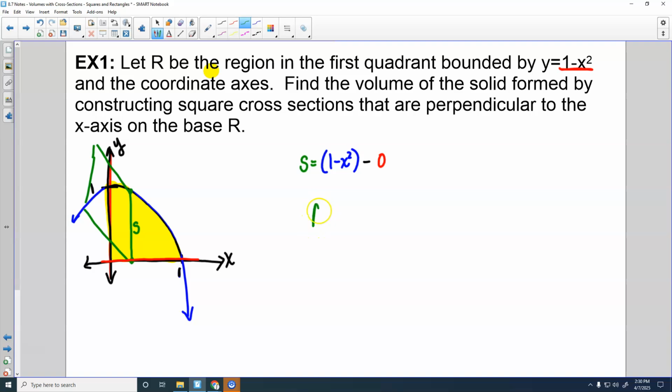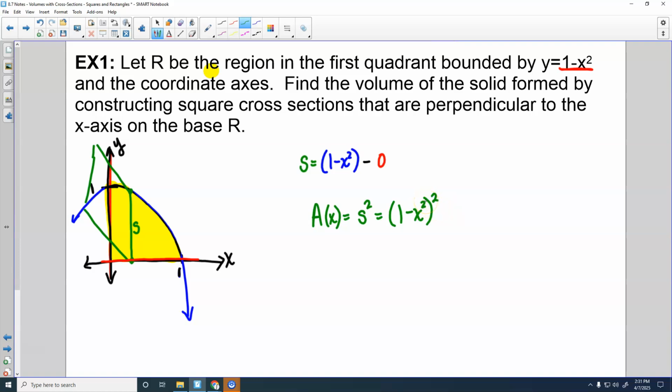So the area with respect to x would be 1 minus x squared, because it is s. I might should put that in here. Let me write it that way. All right. That area is going to be the side squared, and if we plug that in, we got 1 minus x squared, squared. Okay, so that gives me the length of that side, and we are squaring it.